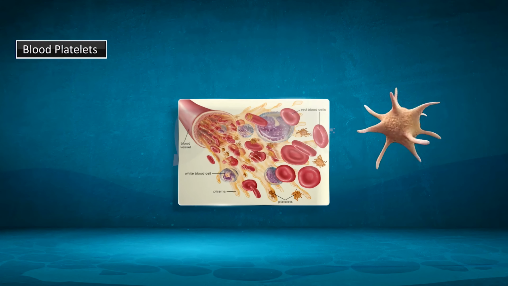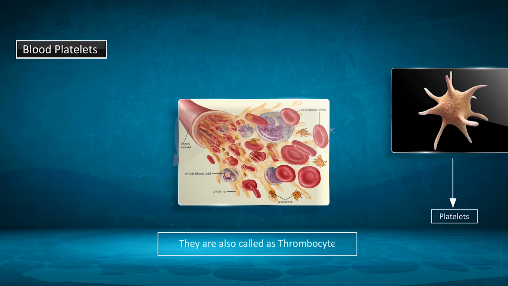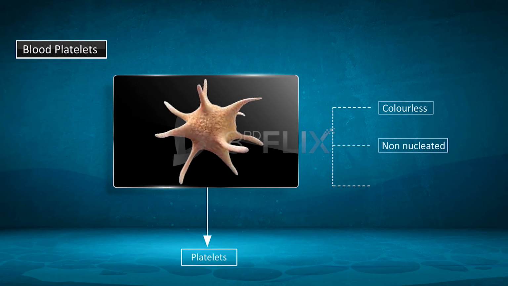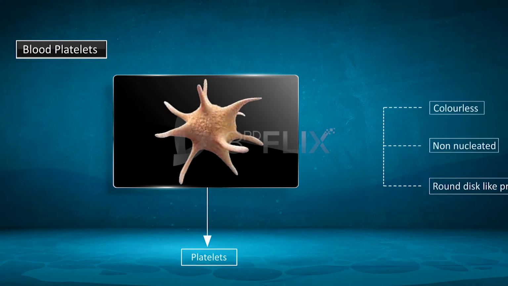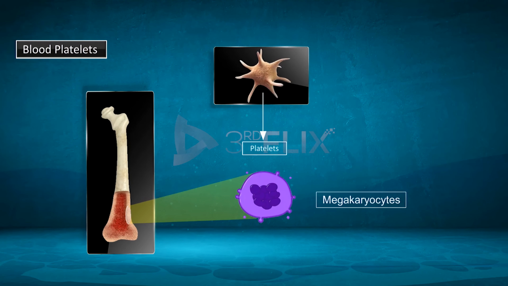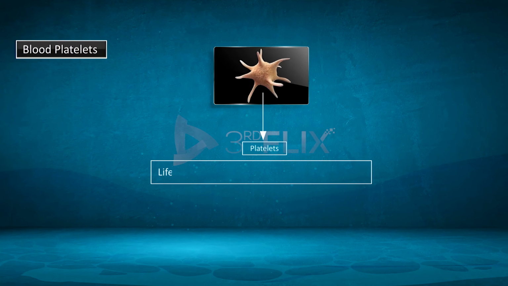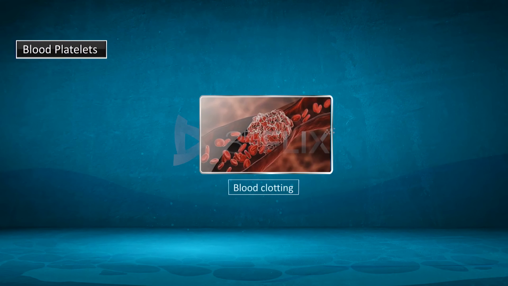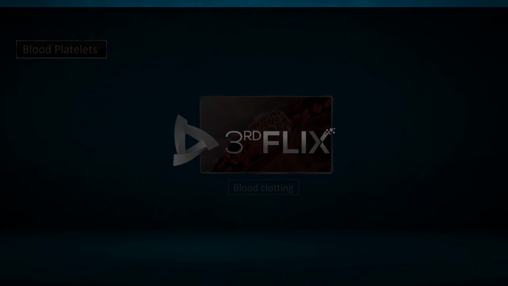Blood platelets. Blood platelets are also called thrombocytes. Platelets are colorless, non-nucleated, and round disc-like projections. They are produced from the megakaryocytes that are formed in the red bone marrow. The lifespan of blood platelets is about 5 to 9 days. In case of an injury of a blood vessel, blood platelets occupy the place of injury and make a blood clot. This helps in preventing any further blood loss.